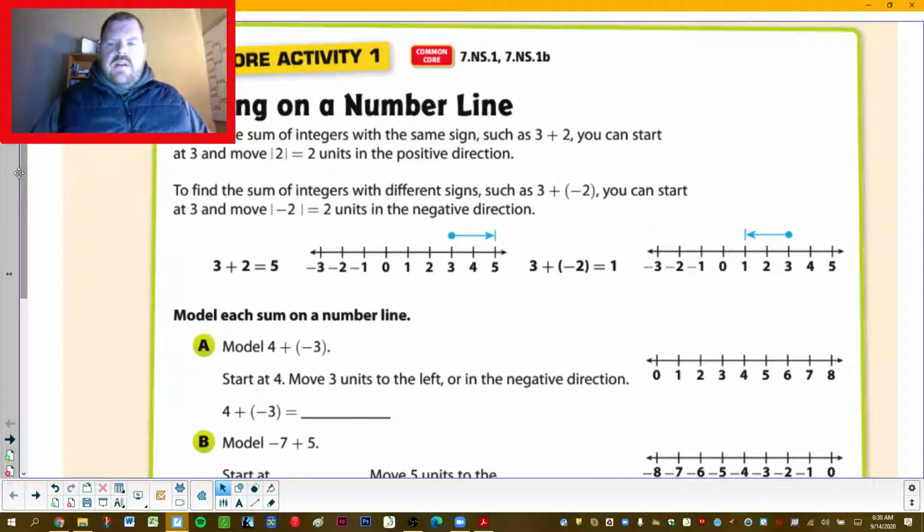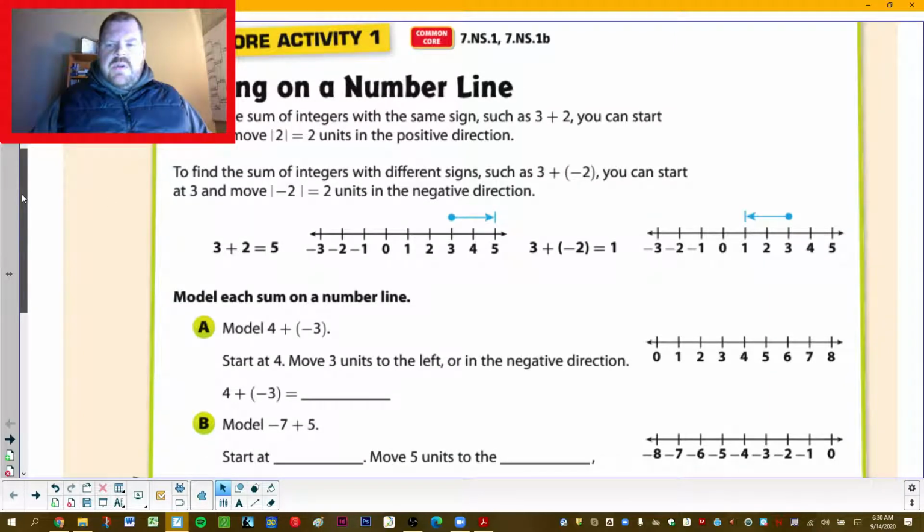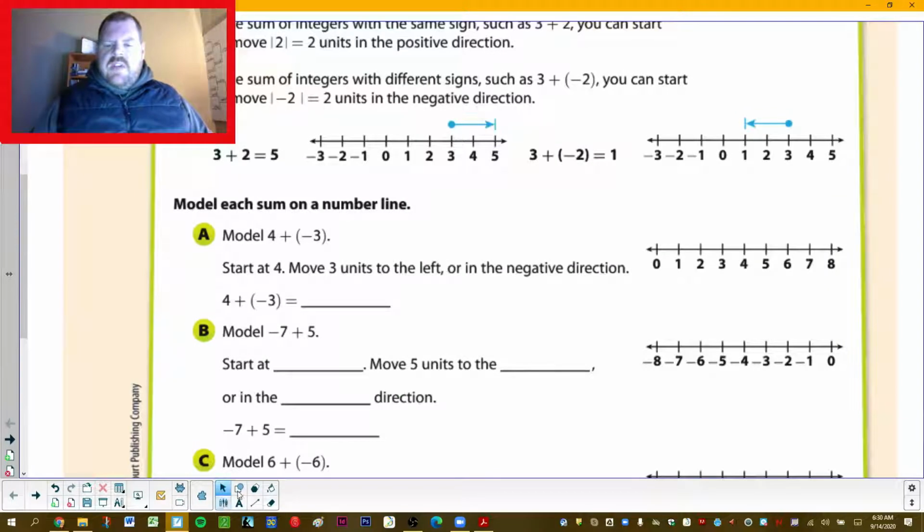Let's try that on a couple other problems. We're going to try that same process of starting at the first number and moving the second number along the number line. So on this one I'm going to start at 4 and move 3 units to the left, which is the negative direction. 1, 2, 3. That ends me at positive 1. So my answer for 4 plus negative 3 is positive 1.